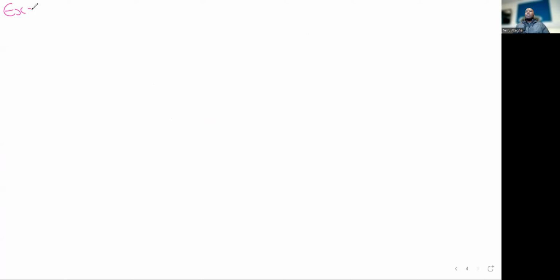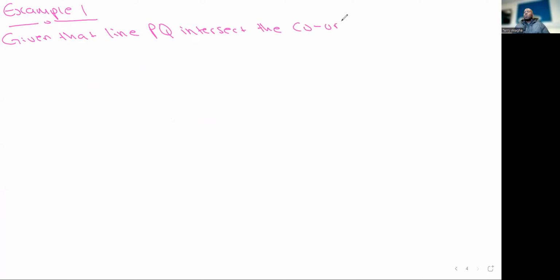So let's pick this example. Example 1. We are given that line PQ intersects the coordinate axis. Like I said, when we say coordinate axis, we're talking about the X and Y axis, okay? At (0, 4) and (3, 0). Find the area of OPQ.